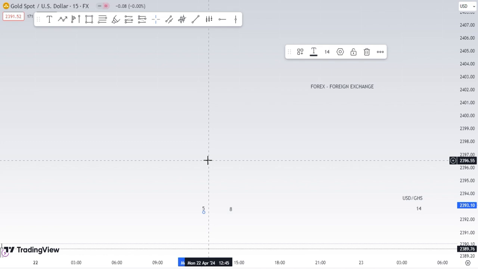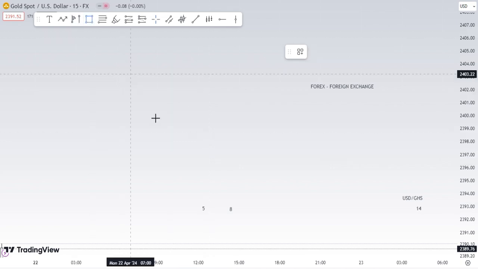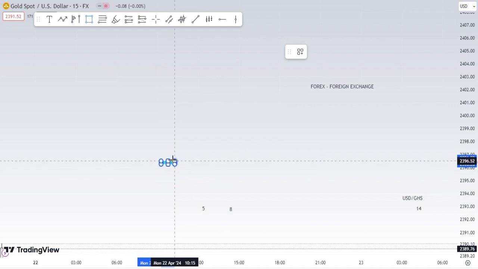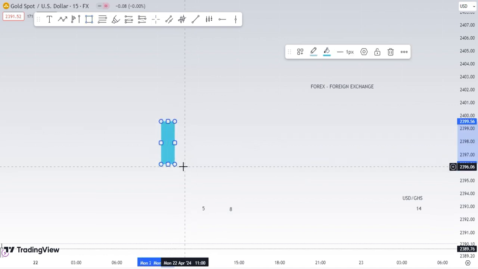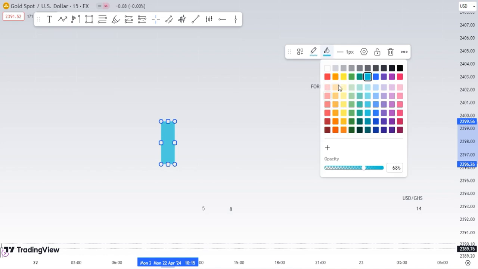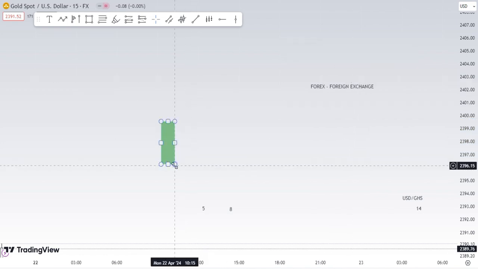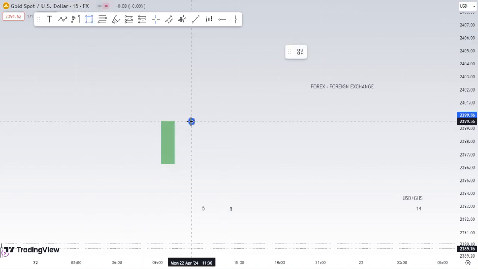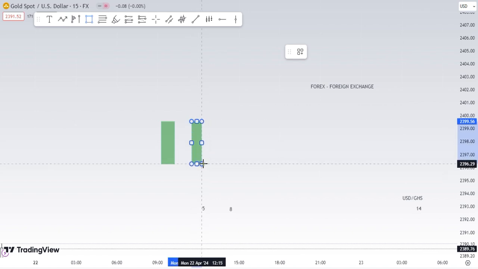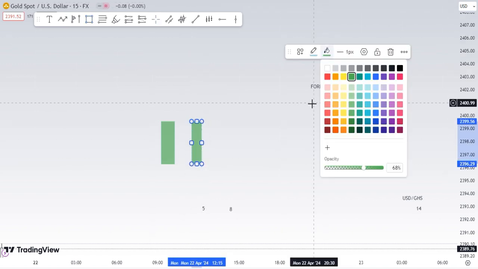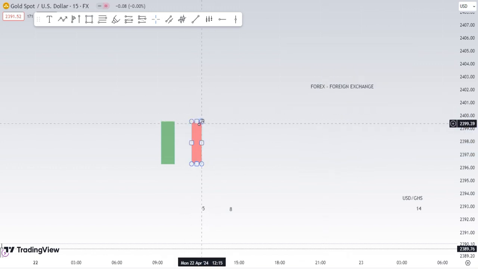So you can either buy or sell in the forex market. Let's just say you bought something down here, and then the price moves all the way up here. You have made a profit. If you sell something from up here and then the price comes all the way down here, you have still made a profit. So let me still use 8 and 5 for reference.